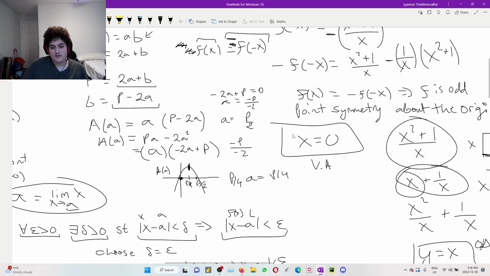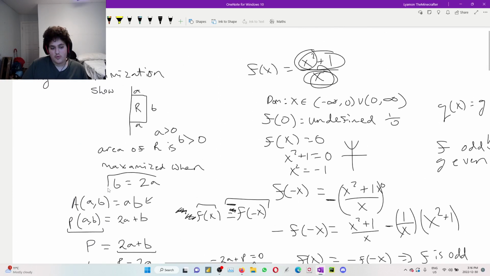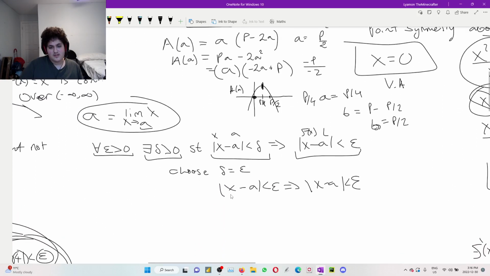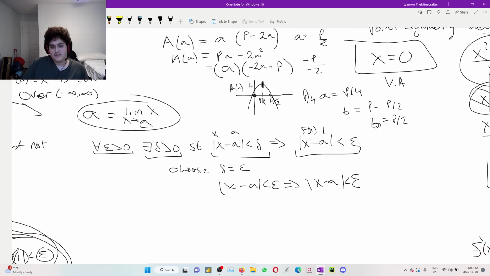So if a equals p over 4 and b equals p minus 2a, that's p over 2. So b equals p over 2. So we see that b is going to be twice the value of a, which is what we wanted to show. But if you wanted to use calculus, that's not a problem either. We could just find the maximum of this using the derivative.